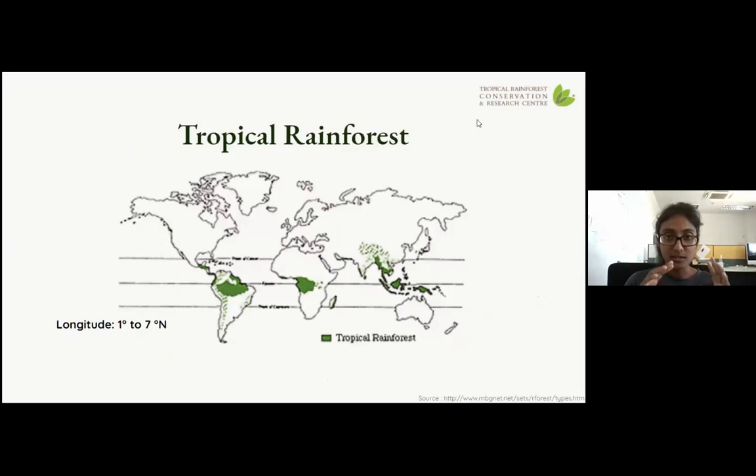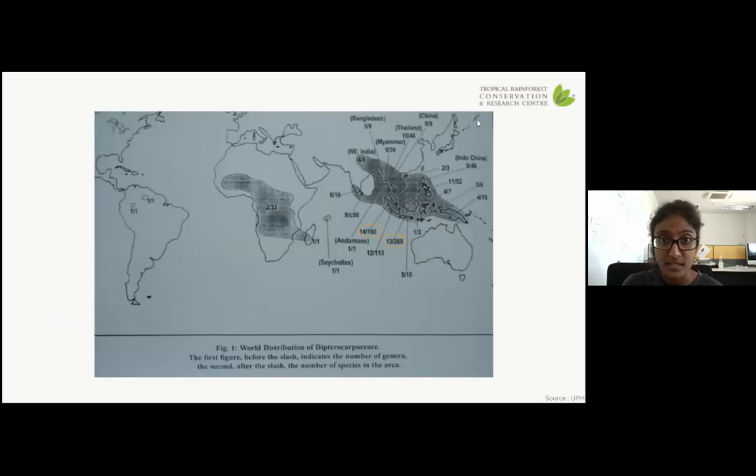Okay, so this is the world map, and the green highlighted areas represent areas which experience the tropical climate. In these areas, you can find the tropical rainforest. Malaysia falls between 1 degree and 7 degrees north latitude. That is why we experience the tropical climate and we have the tropical rainforest. And out of these areas, these shaded areas represent the areas where you can find Dipterocarp trees. You can find Dipterocarp trees from South America to the African continent to many areas in Asia. And what I would like to highlight here is that in Peninsular Malaysia and in Borneo as a whole, you can find relatively the highest number of Dipterocarp species.